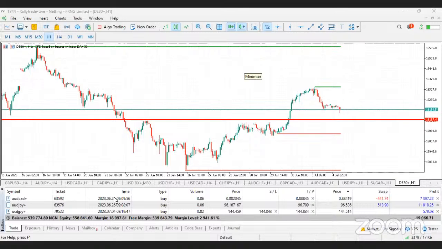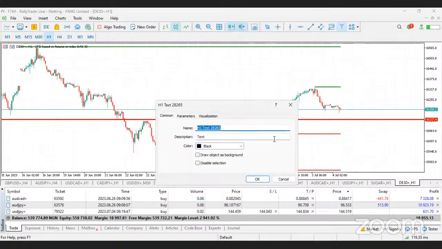Thank you, Mr. Daniel Akman. Appreciate you, sir. All right. So let's also follow the rule for DE30. So you see, if we look at it properly, it's still pushing in an uptrend. Why? Because this is higher lows.